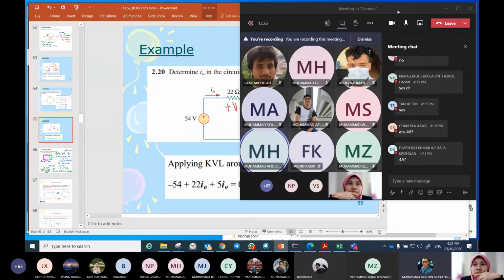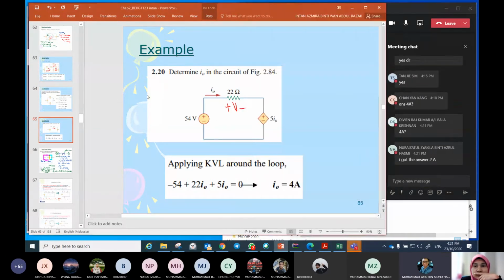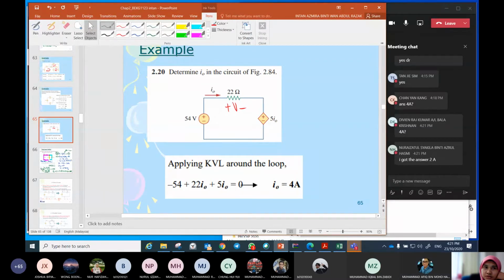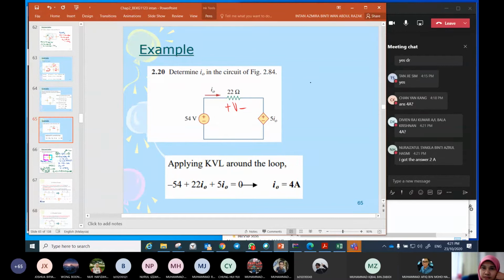Doctor, for this slide, if we consider the equation like voltage source supply equals to voltage drop, is that okay? Can. So we have to consider the sign too. Yes, must consider. So in this slide, we have negative, positive, 44, 55, and then before that we have what we call the dependent source, right?